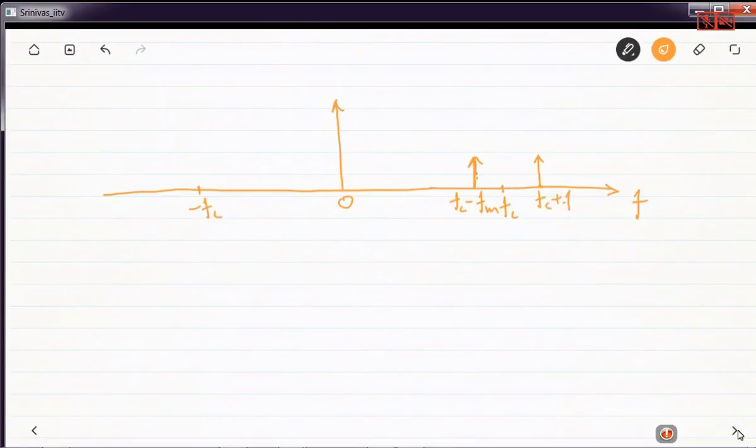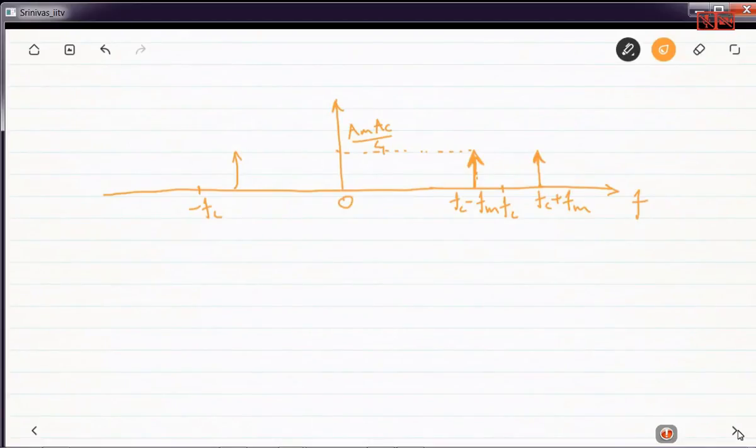Right. So similarly, there will be an impulse here. Maybe I should put them all the same size, all the impulses. So what is the amplitude of these impulses? It is Am Ac by 4.